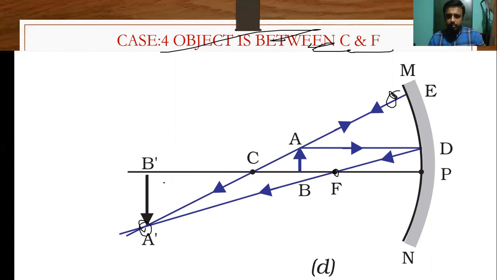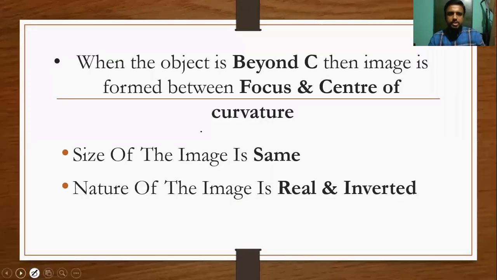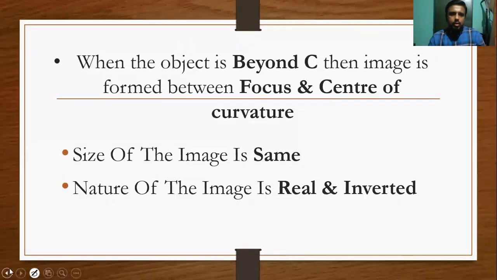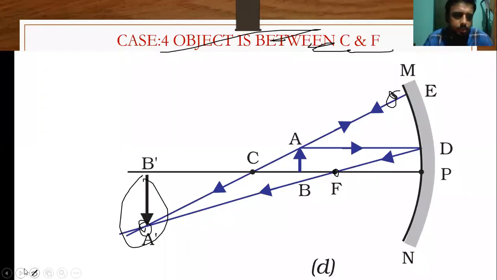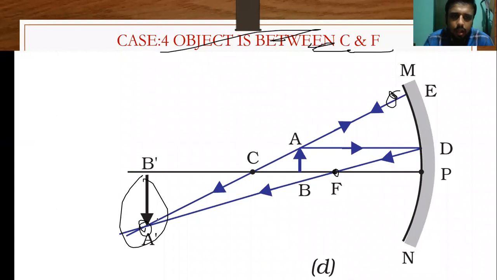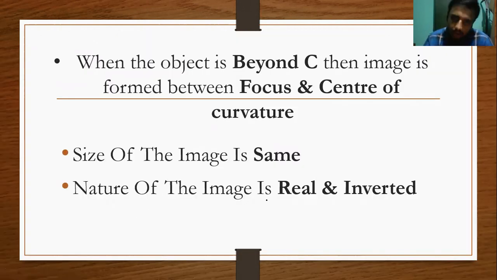The size, as you can see from the ray diagram, has enlarged. So in the characteristics also you can see that. When the object is between C and F, the image is formed beyond C, the size of the image is enlarged, and the nature of the image is real and inverted.